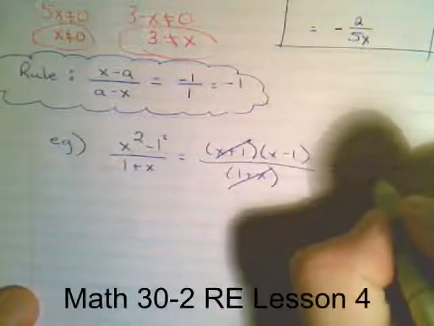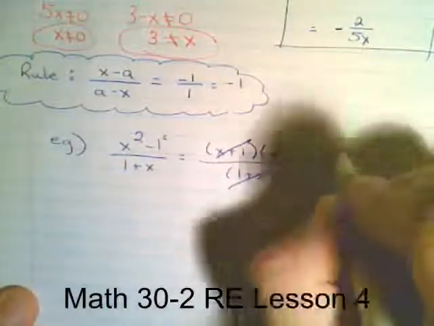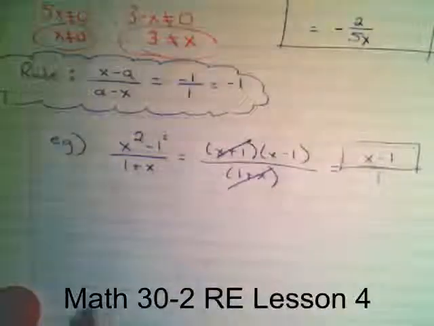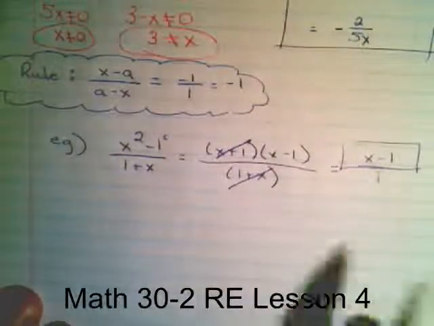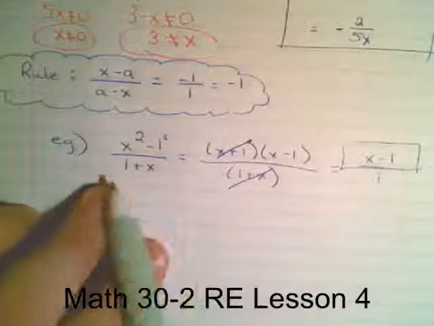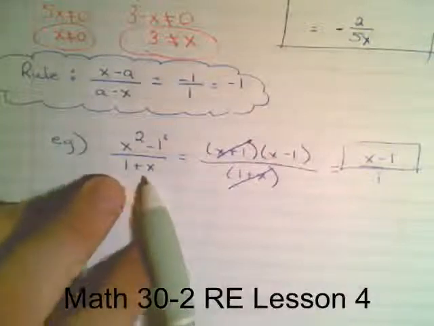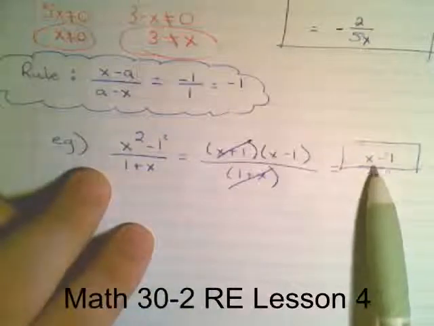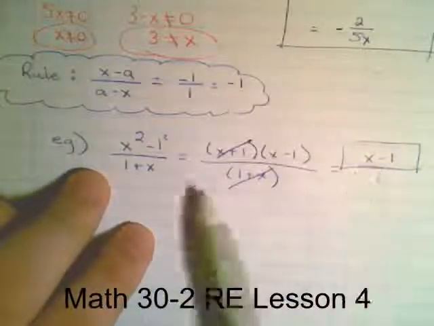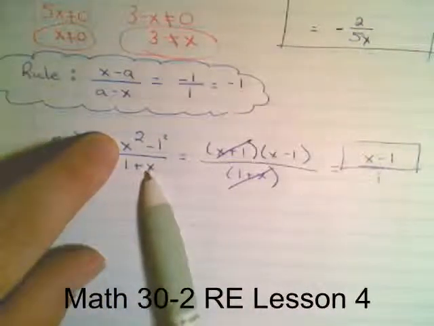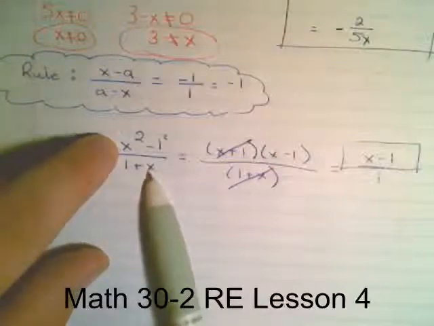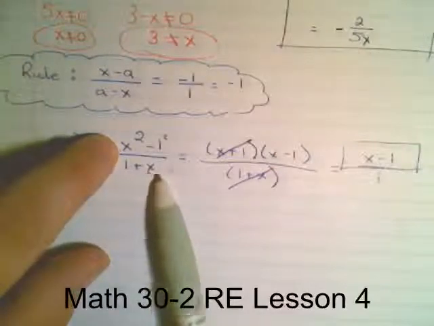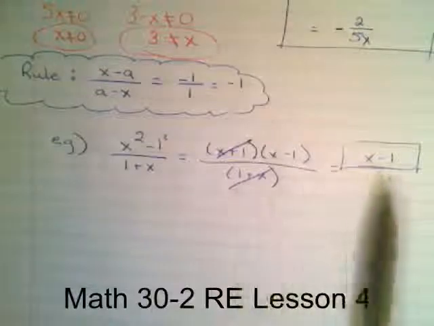When it's addition, doesn't matter. X plus 1, 1 plus x, same difference. They're fine. So they just cancel if it's a positive. What that leaves you with is x minus 1 over, and in the denominator, there's nothing there except for that invisible 1. If you write the invisible 1, that's fine. If you don't write the invisible 1, that's fine. Essentially, x minus 1 is what it simplifies down to.